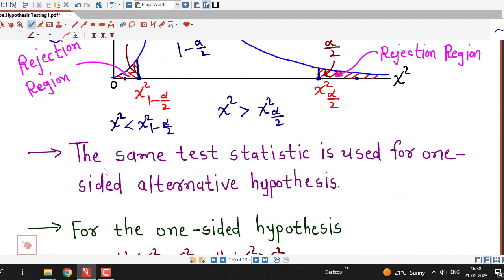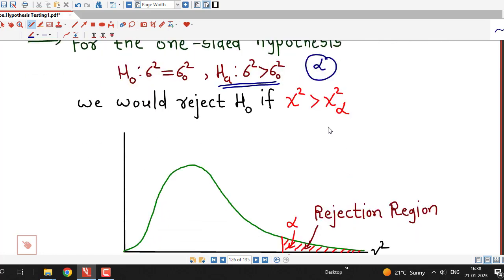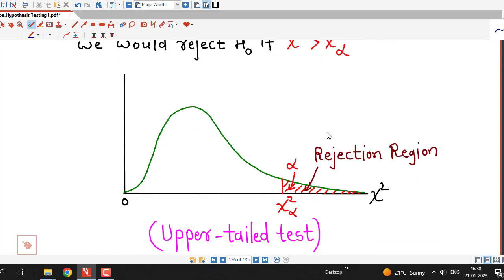Similarly, we can have one-sided alternatives also. Suppose I am having this type of alternative hypothesis, then I will consider area alpha in the upper tail as shown in this figure, and I will find out this point chi-square alpha such that the area to the right side of this point is alpha, and in this case we will reject the null hypothesis if chi-square is greater than chi-square alpha.